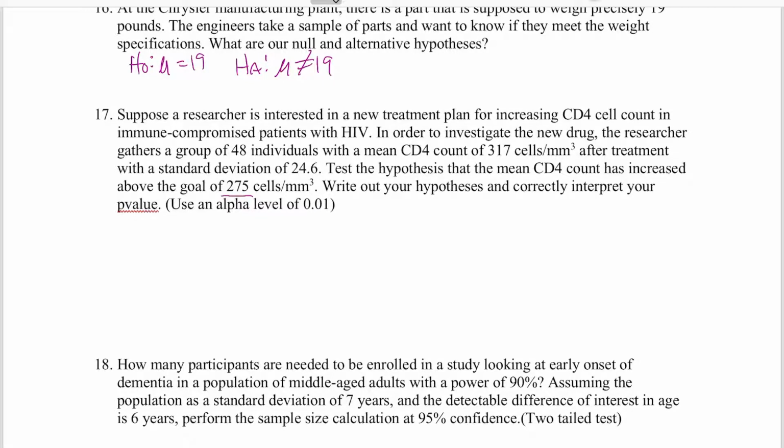That means our null has to be 275, because that's what we're trying to be greater than. So our null hypothesis is mu equals 275, if we want to say cells per cubic millimeter of blood, and our alternative, HA, is mu greater than 275. We want to increase their CD4 count, not decrease it, so we want to be greater than that. And there are other things to take into consideration when you're reading these problems.